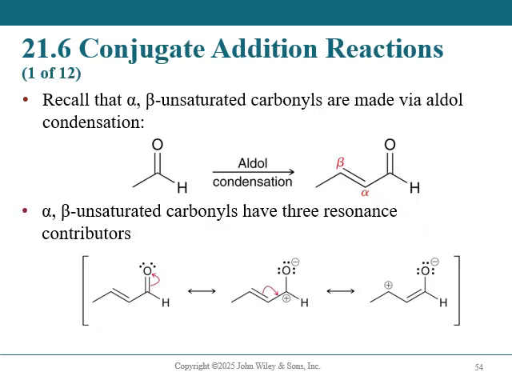Now, going back to that alpha-beta unsaturated carbonyl, they're made via aldol condensation, as you can see here. Alpha-beta unsaturated carbonyls have 3 resonance contributors. That's what makes them so stable. You can see the resonance structures. And as you know, the more resonance structures you have that are relatively stable, then the more stable the overall product becomes.